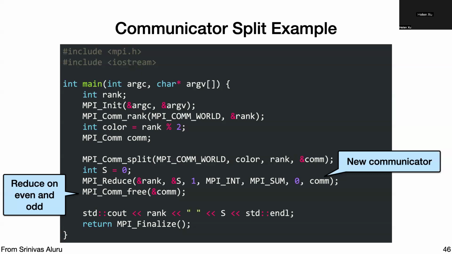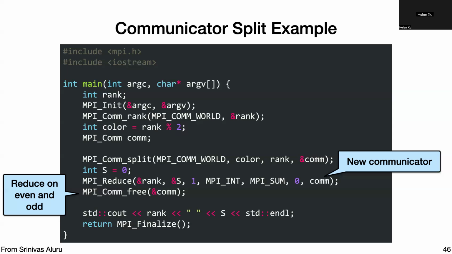Just an example: the color is whether you're even or odd, so it's rank mod 2. Then you call comm split with the initial COMM_WORLD, the color, which is whether you're even or odd, the initial rank, and the output communicator. You're going to get two communicators out of this, one with all the even processors and one with all the odd processors. They're going to be ordered by their rank, starting from 0. So in the even ones, you would have 0, 2, 4, 6.